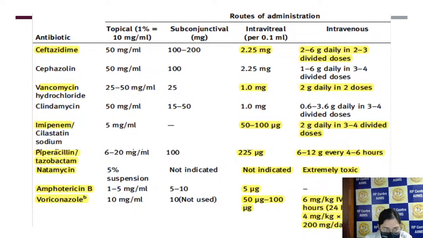Now these are a list of common antibiotics that we use. Ceftazidime is at a dose of 2.25 mg per 0.1 ml, vancomycin at 1 mg. Imipenem and piperacillin-tazobactam can also be given. The antifungals that are commonly used are amphotericin B and voriconazole. Amphotericin B at a dose of 5 microgram per 0.1 ml and voriconazole at a dose of 50 microgram per 0.1 ml.